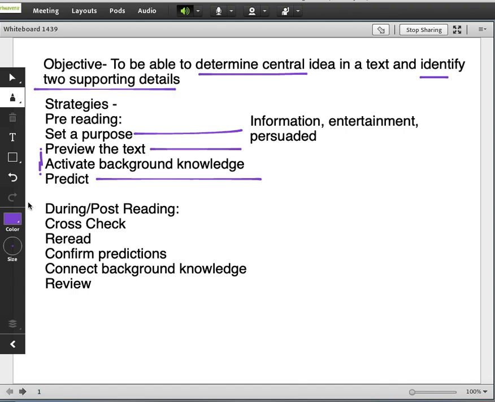And again, these are things we tend to do subconsciously sometimes. We'll read the title and be like, oh, I know what that's about. Or, oh, I think the title's alluding to this. And that's where activating background knowledge comes in.